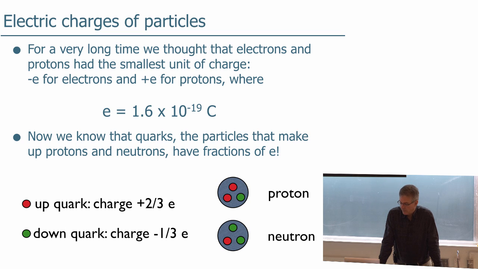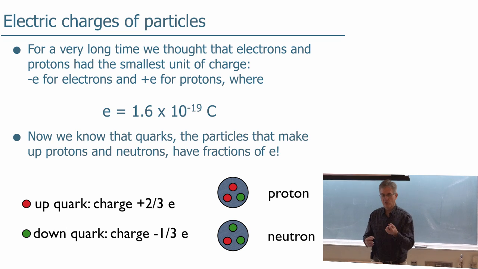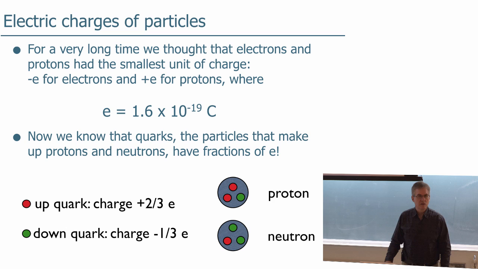Now, once the atomic nucleus was discovered, we understood that hydrogen, for example, is a proton with an electron going around. It was believed that the proton and the electron represented the smallest possible units of charge there are, which we call e, this 1.6 times 10 to the minus 19th coulombs. But since the 1960s, and in tons of experiments ever since, we've learned that there are smaller charges, in fact.